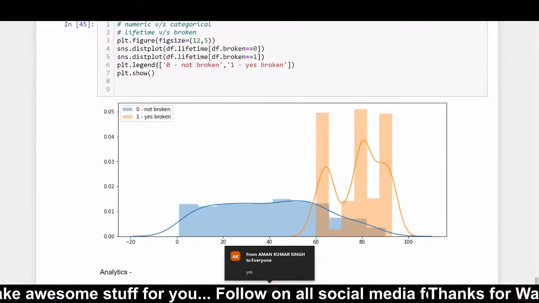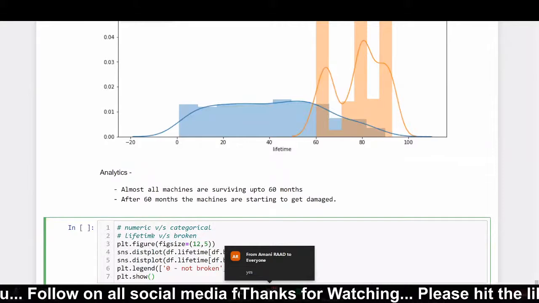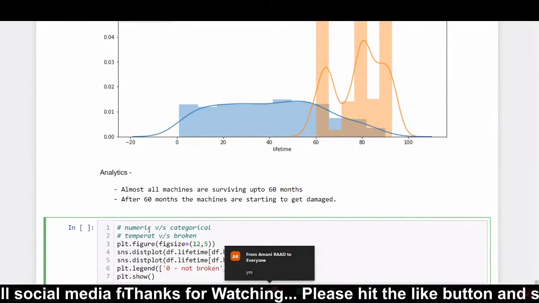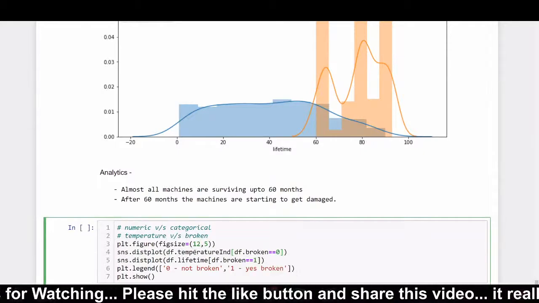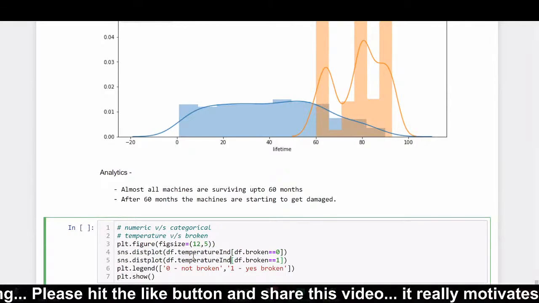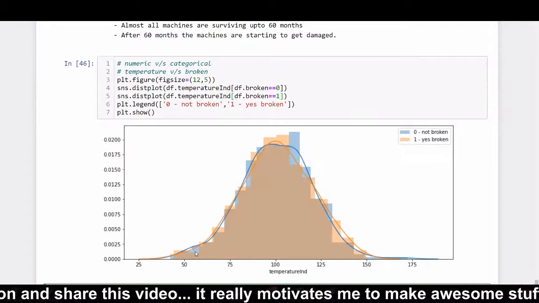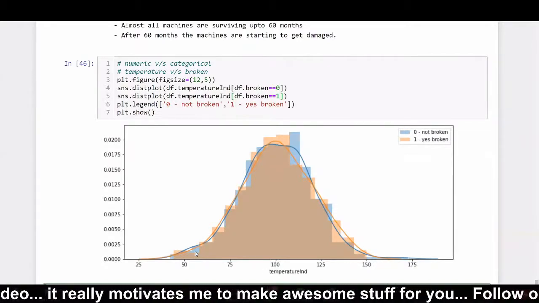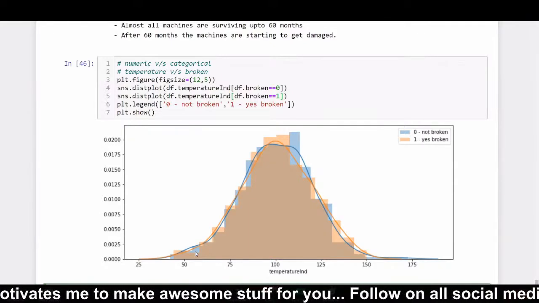So similarly, we can look at another factor, right? Instead of lifetime, let's say we want to look at temperature versus broken. So I just copied the code and replaced it with temperature. So now if you're looking at the analytics of temperature versus broken, we again have two distribution plots: the blue distribution and the red distribution.